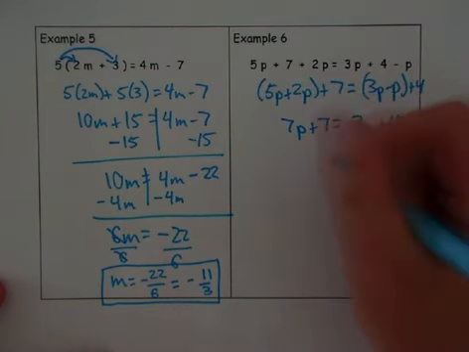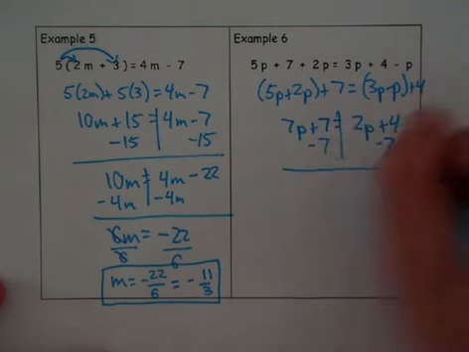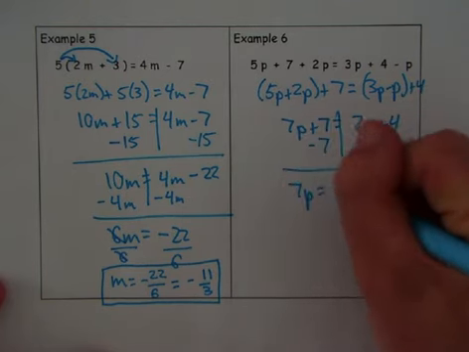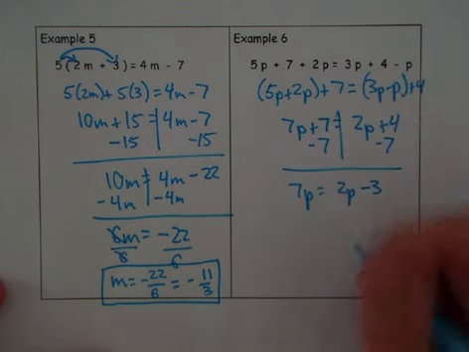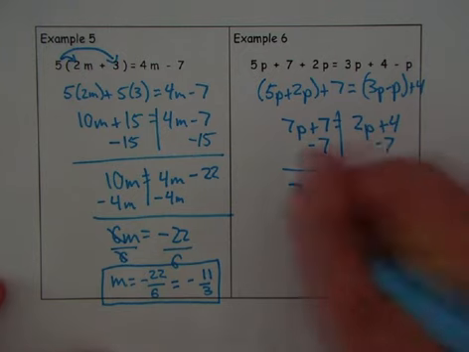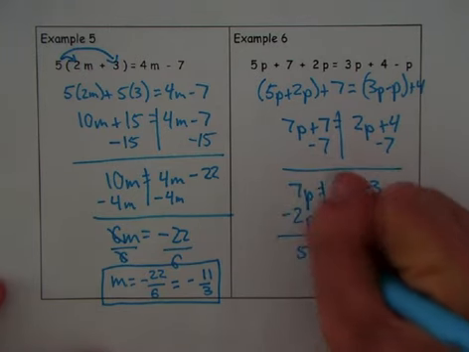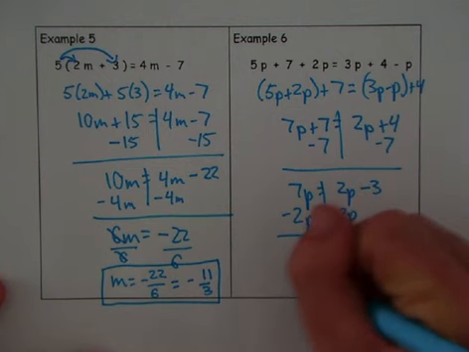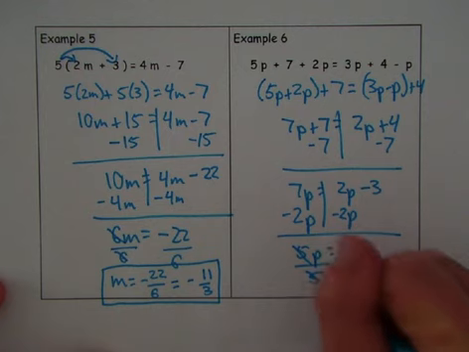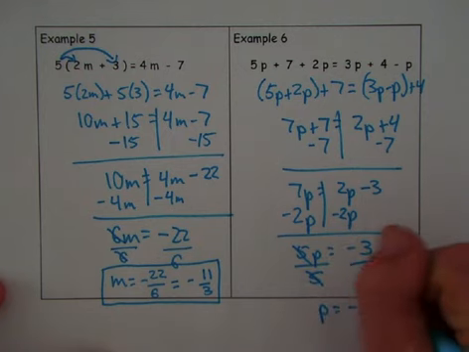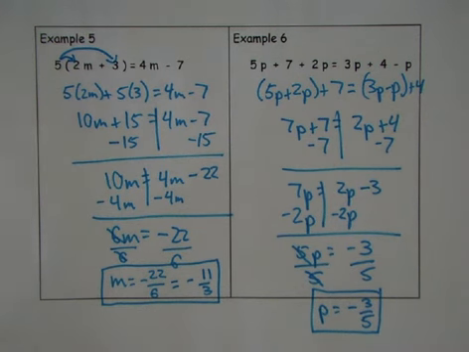Now we can start solving. Let's subtract 7 on both sides. What are we left with? 7p equals 2p. 4 minus 7, positive 4 minus 7 is negative 3. Let's subtract 2p from both sides. 5p equals negative 3. Divide by 5, these cancel and leave us with p. Divide by 5, and p equals negative 3 over 5. Note the negative sign. You've got to remember that you keep the negative sign.